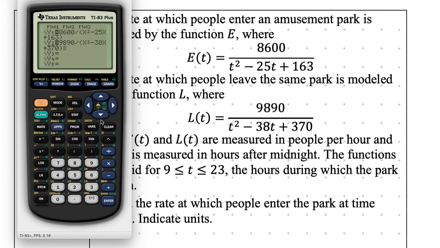And your parentheses. Okay. And then I don't really want to graph this thing. I could if I wanted to. But in y3, I'm going to do the positive rate minus the negative rate. So E of t, y1, minus L of t, y2. y1 minus y2, vars right, enter, minus vars right, enter 2. So now y3 represents the overall rate of change, the positive minus the negative. That's kind of cool. And now we've boiled it down into a much, much easier problem.